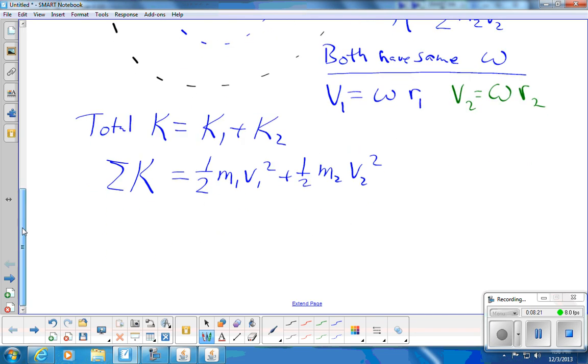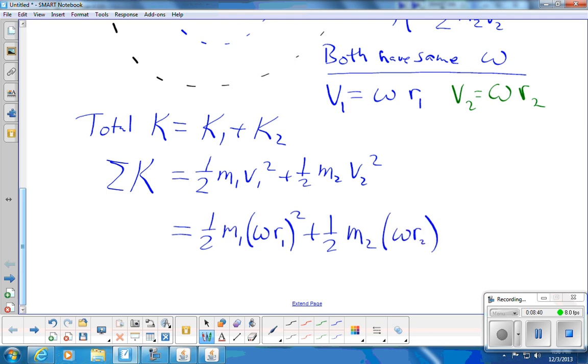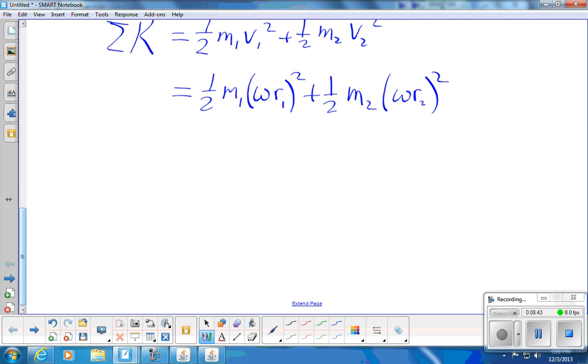I think I would like to sub these into this kinetic energy equation. So I shall write 1/2 M1. For V1, I will sub in omega R1 quantity squared, plus 1/2 M2, and for V2, I sub in omega R2 quantity squared. Let's square those. 1/2 M1 omega squared R1 squared plus 1/2 M2 omega squared R2 squared. Okay, so far what we've done is just take something reasonably simple and make it appear more complicated because it has more terms. How is this useful?